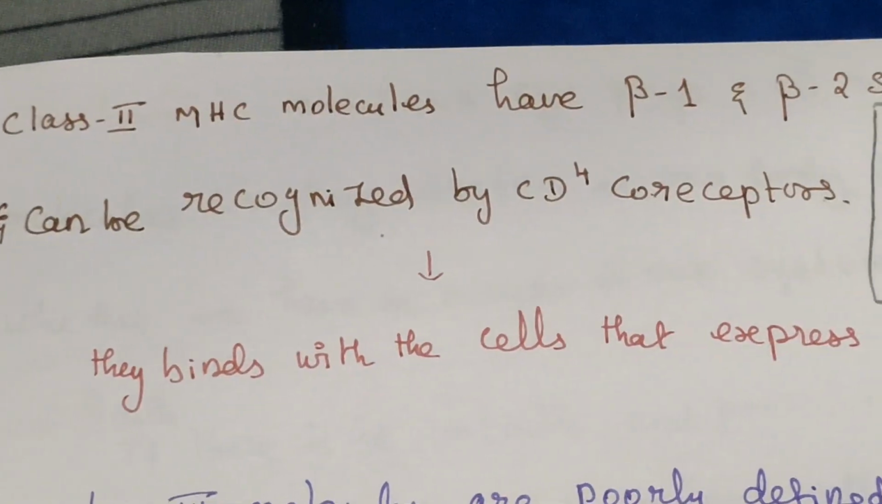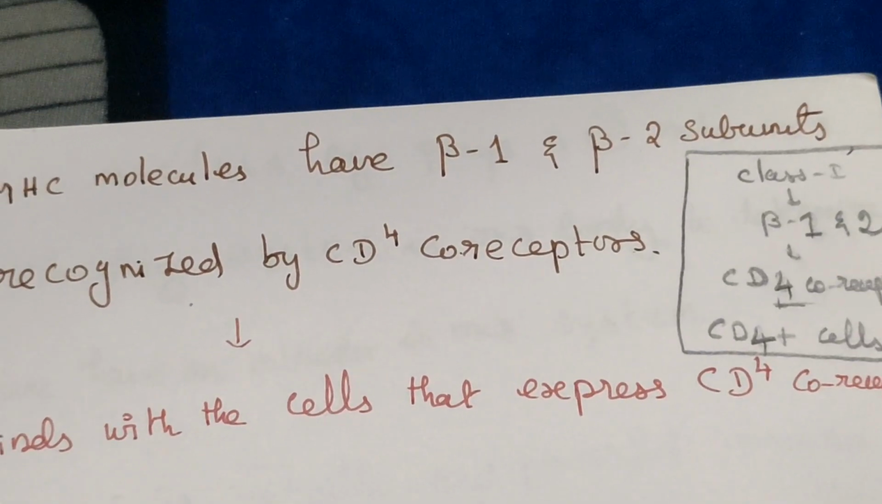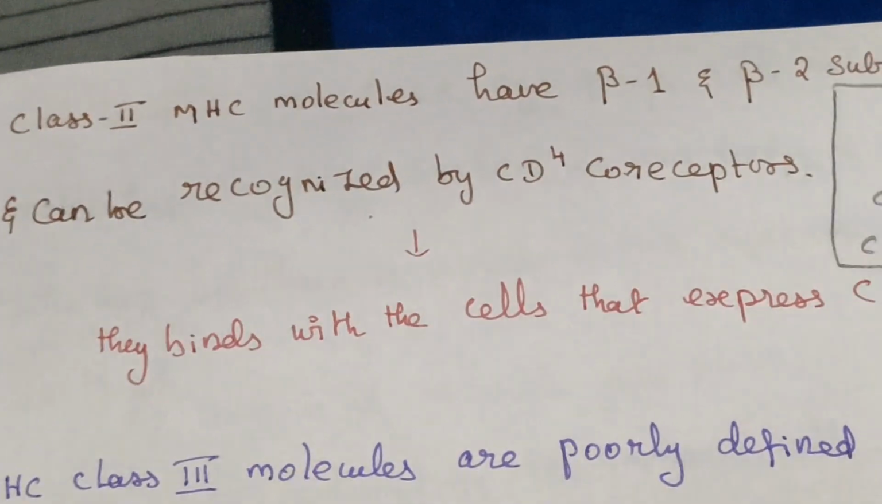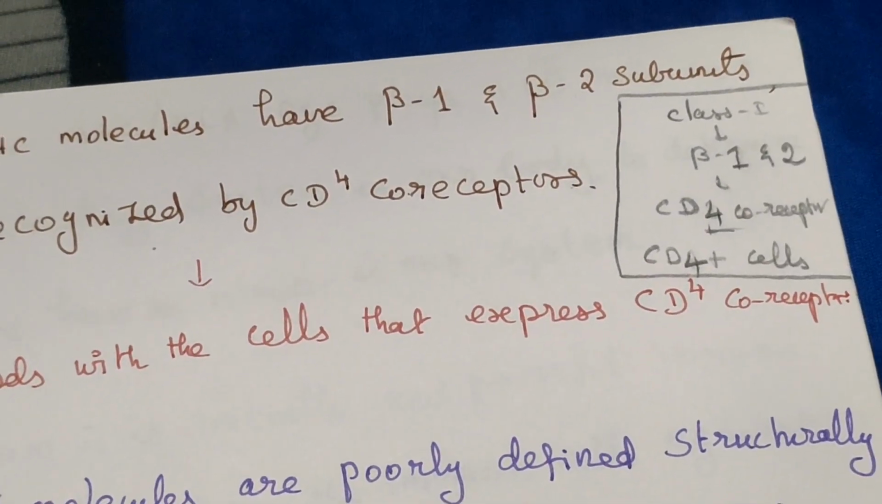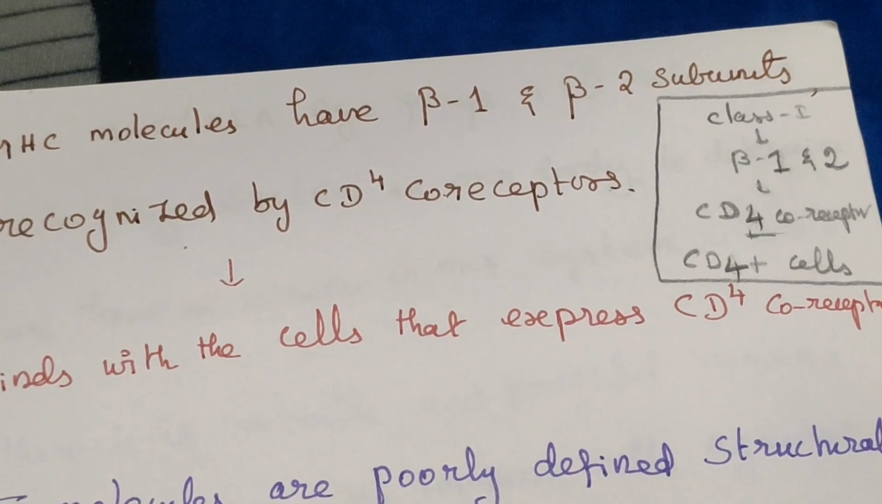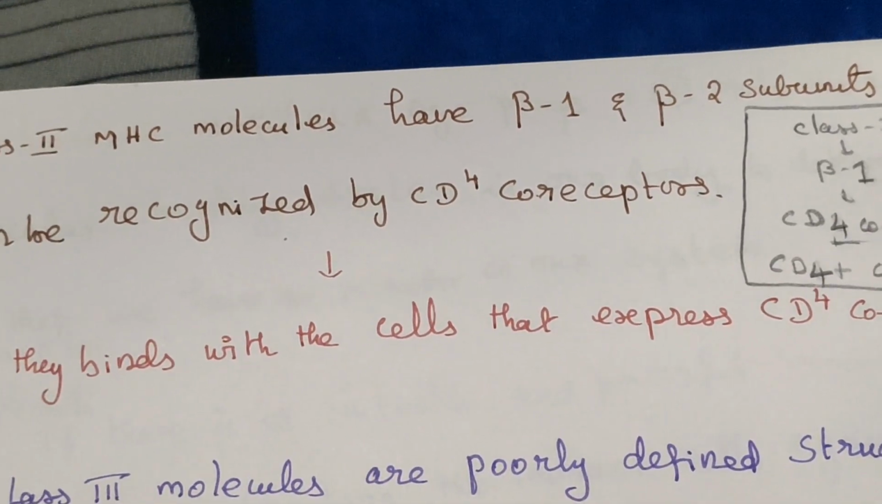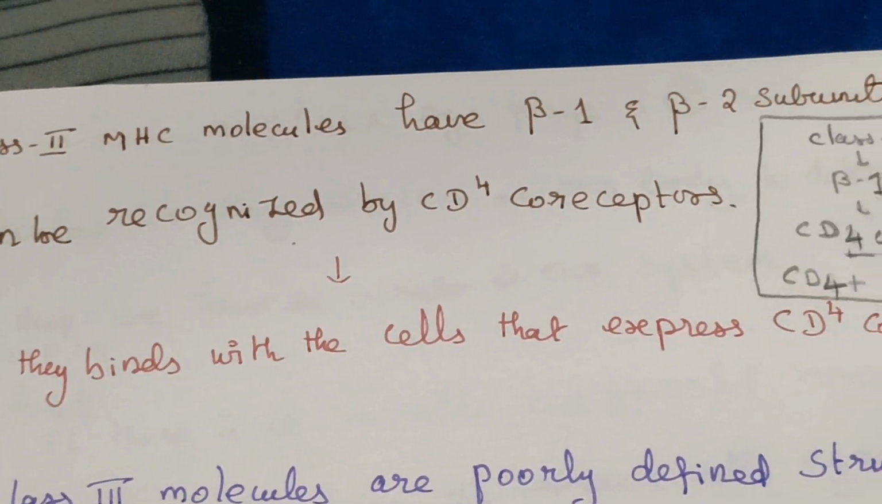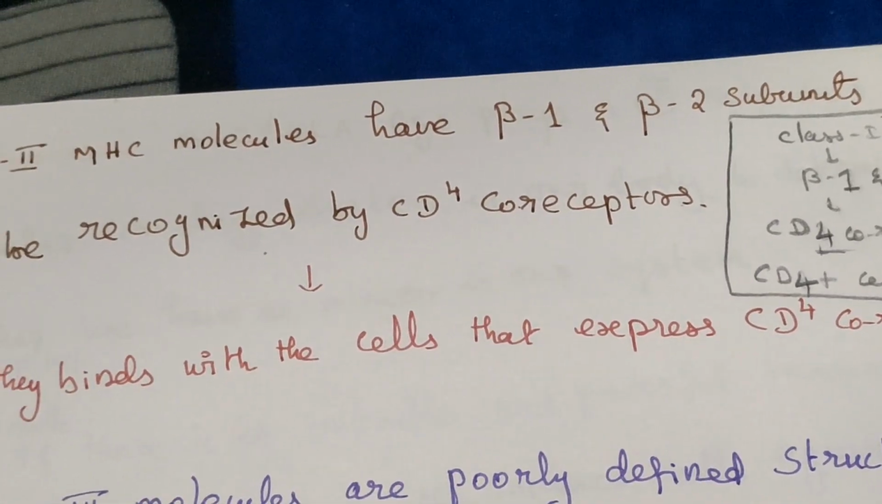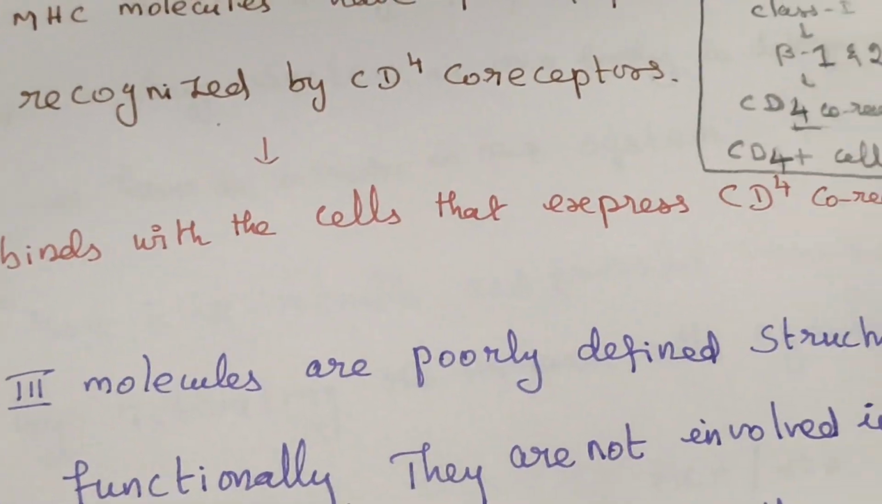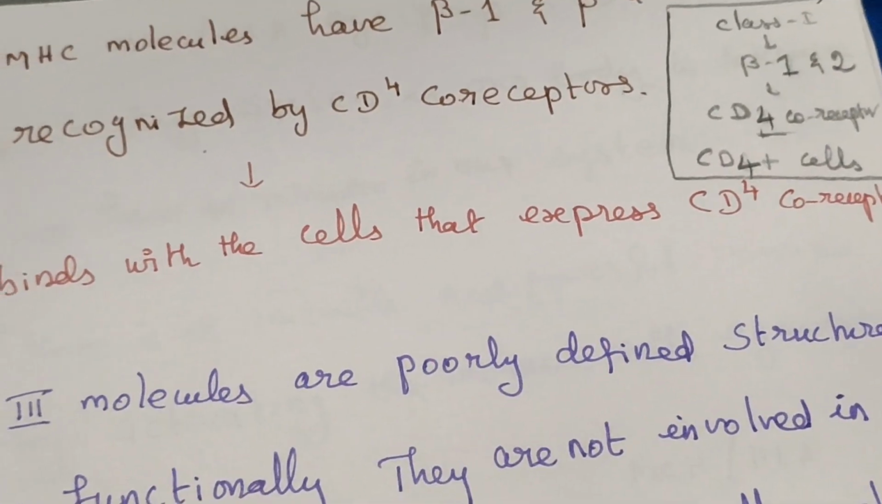Then class 2 MHC molecules have beta 1 and beta 2 subunits and can be recognized by the CD4 co-receptor. They bind with the cells that express the CD4 co-receptor.